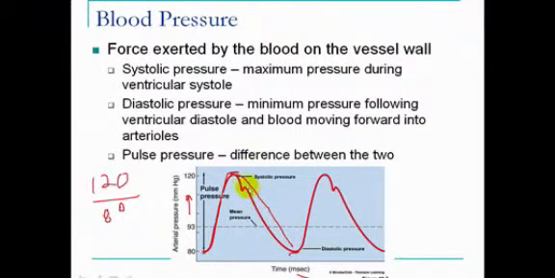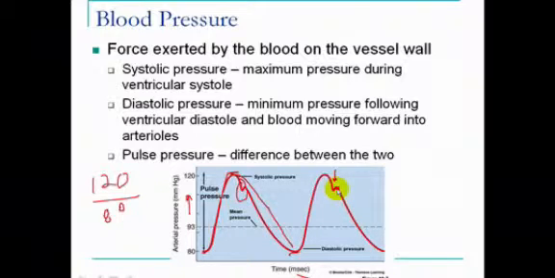Now you'll see right here there's a little notch. You'll learn about this in lab when you do your cardiovascular lab. This little notch is called the dicrotic notch. What's happening here is that your ventricles relax and a little blood flows back and closes the semilunar valves. Then you'll see another little increase in pressure right here. That little increase in pressure is when the aorta recoils and pushes blood back forward.